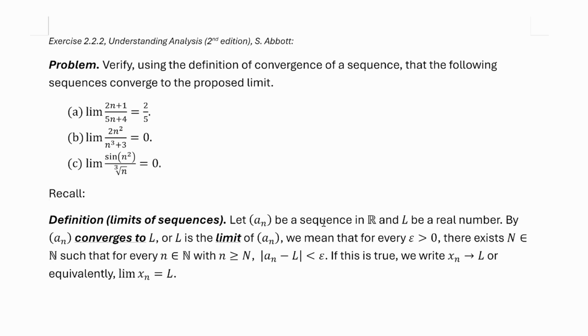It says let a_n be a sequence in R and L be a real number. By a_n converges to L, or L is the limit of a_n, we mean that for every epsilon greater than 0, there exists a big N, that is a natural number, such that for every natural number little n, with n greater or equal to big N, the absolute value of a_n minus L, which is the distance between a_n and L, is less than epsilon. If this is true, we write a_n converges to L, or equivalently, the limit of a_n is equal to L.